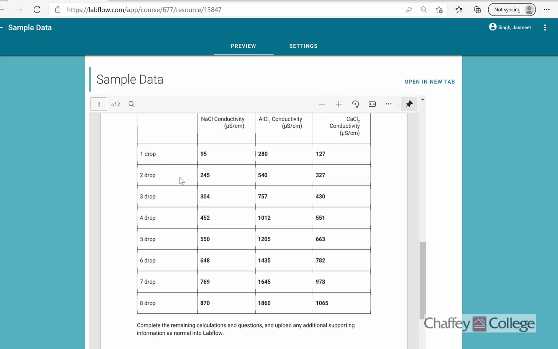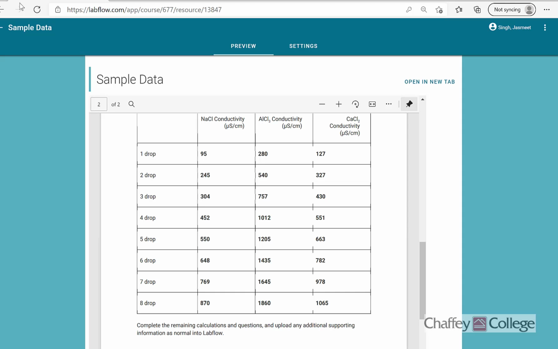So we are going to plot this data. We are going to plot the number of drops versus the conductivity for all 3. I'll show you how to plot it, and then we are going to calculate the slope, and we'll use the slope values to calculate further parameters. So let's take a look at how we are going to plot this data. I'm not going to plot exactly this data, but I'll plot something similar.